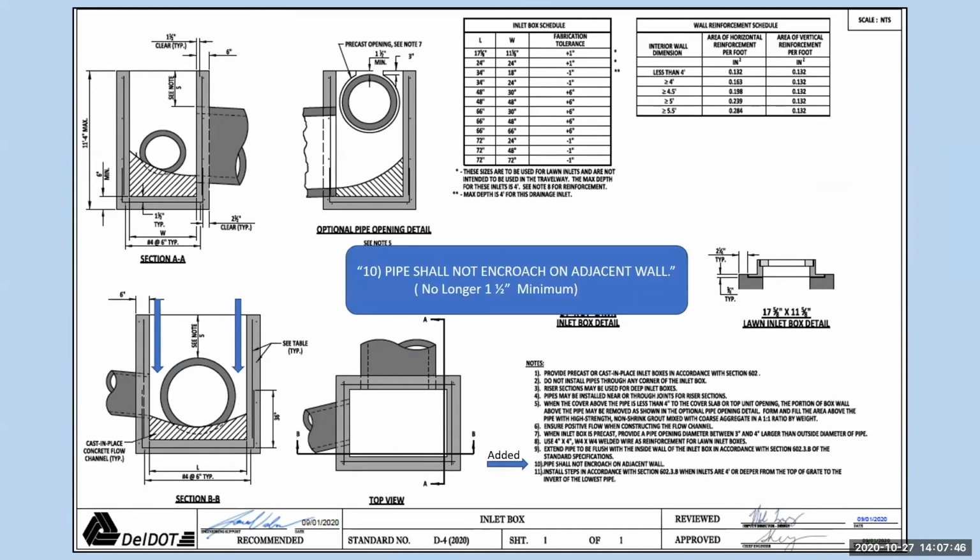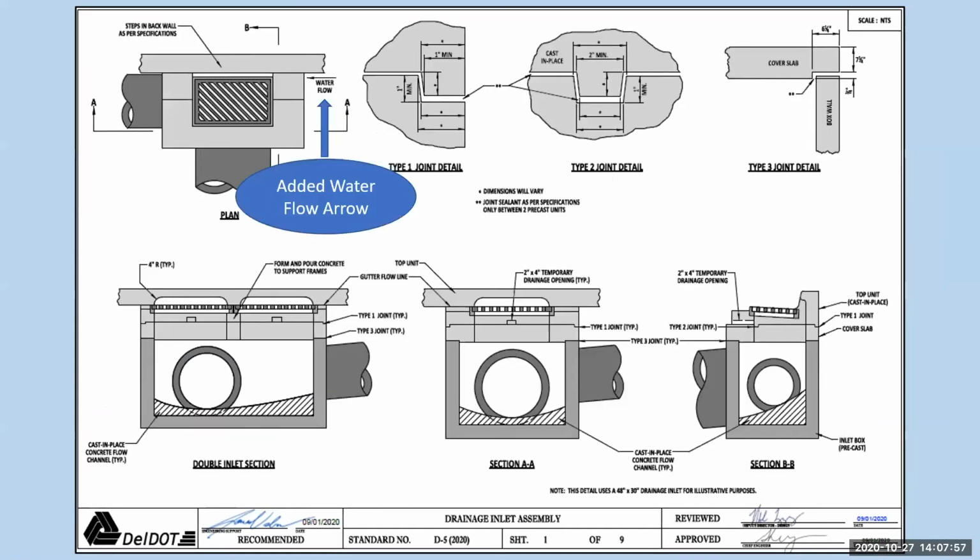Additionally, before there was a 1.5-inch minimum. That's been changed. Note 10 to just say pipe shall not encroach on the adjacent wall. No longer requiring that minimum. For the drainage inlet assembly, added the water flow arrow, added a 2x4 temporary drainage opening.